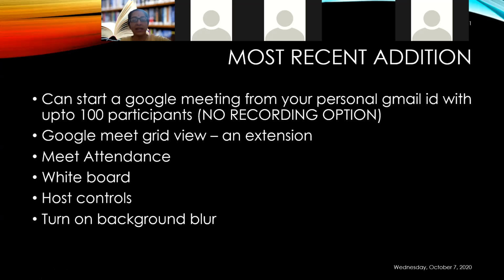You can start a Google meeting from your personal Gmail ID, but there is a better way to start it. Just one click. Otherwise, we had to do a long process. But only 100 participants, no recording option. Google Meet also gives you a grid view now, an extension. Meet attendance. That's a wonderful option, but it doesn't really run very well, honestly. Whiteboard, host controls, and turn on background blur. These are most recent additions.